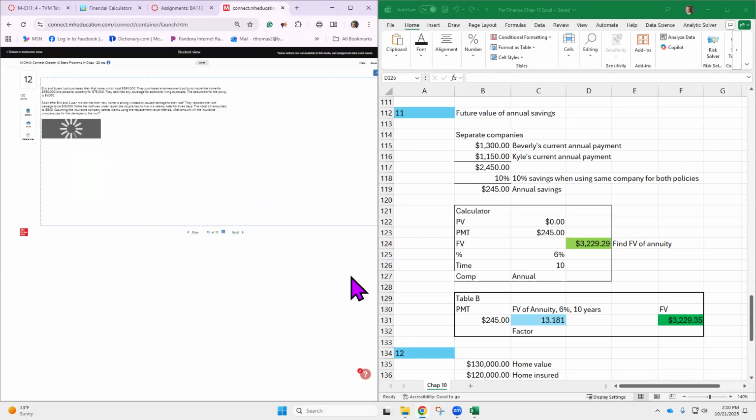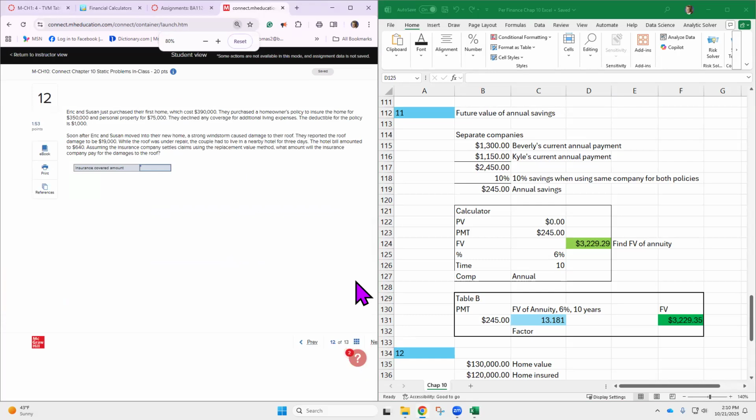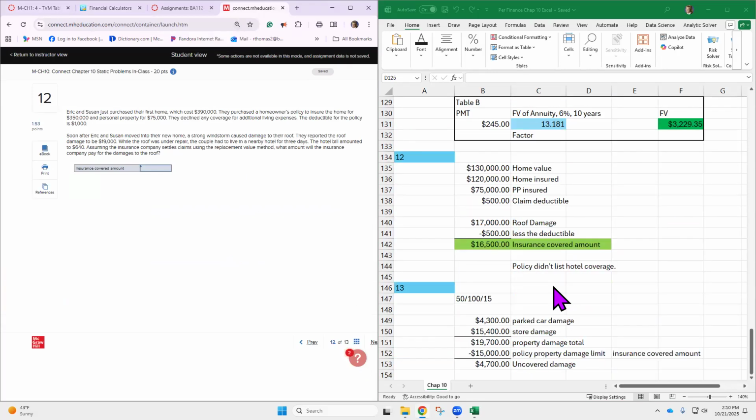Number 12. Eric and Susan just purchased their first home, which cost $390,000. They purchased a homeowner's insurance policy for the home for $350,000 and personal property for $75,000. They declined any coverage for additional living expenses. The deductible for the policy is $1,000.